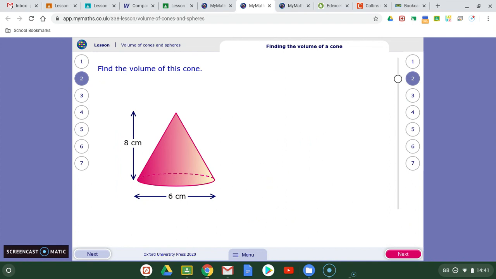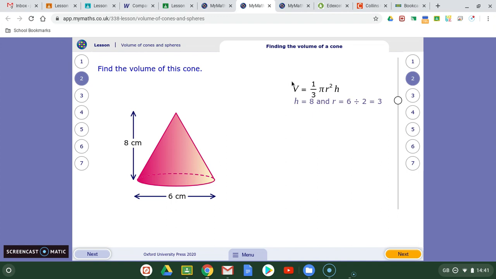So find the volume of this cone. It's got a diameter of the circle at the bottom of 6 centimetres, which means your radius would be 3 centimetres. And it's got a height of 8 centimetres. And I want you to imagine the cylinder that would surround it. And the cylinder would be 3 times the volume of whatever. Oh, it's a loud motorbike going by, sorry. And that cylinder would be 3 times the volume of this cone that it would encapsulate.